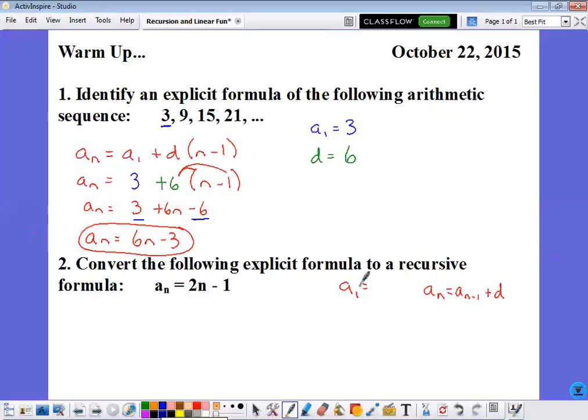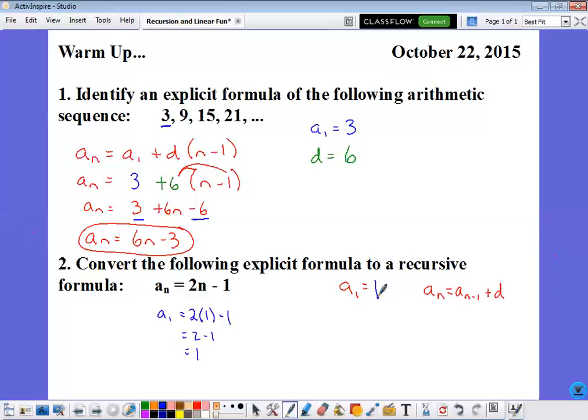In order to find the first term, I'm going to use this explicit formula just like I said we could have used this one. I'm looking for the first term, so a sub 1 is what I'm looking for. And I'm going to plug a 1 in for that n value. When I do the multiplication, 2 times 1 is 2, and then 2 minus 1 is 1. So our first term is 1.